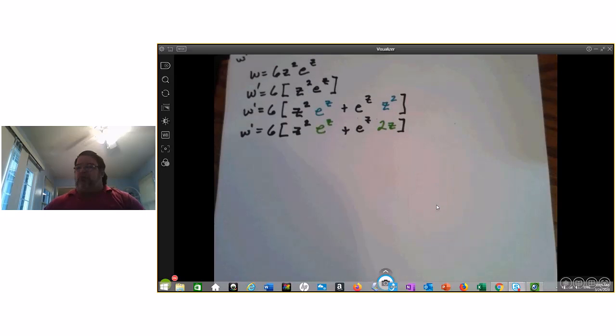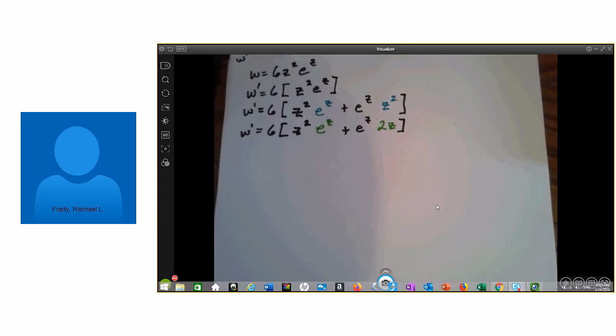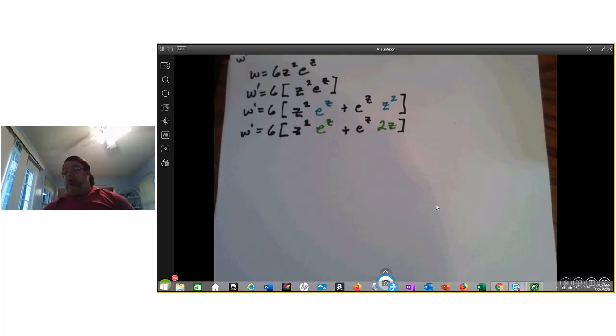Tell me where you're at on the picture. Are you at the 6? I see the 6, the bracket, the z squared e to the z, and that's it. You've got two more lines to go. Yeah. Okay, when it gets to that 4th line, now you're ready to take the second derivative. So I'm going to let y'all work on it.